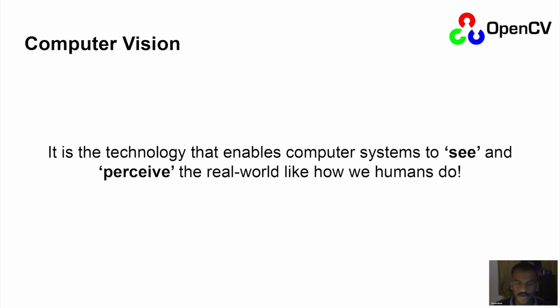But how are these systems able to do that, right? How are these complex systems able to do it and be able to see and perceive, right? But for that, let's understand the fundamental aspects of images. And images are very important for computer vision, right? Anything that happens in computer vision happens on an image. So let's have a look at images.